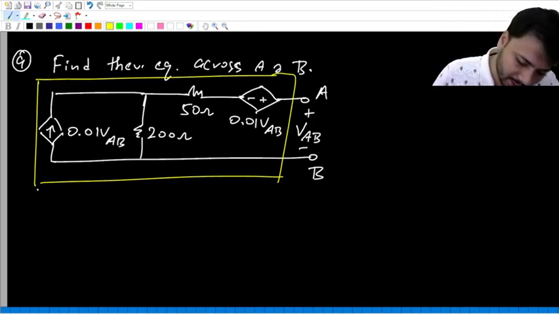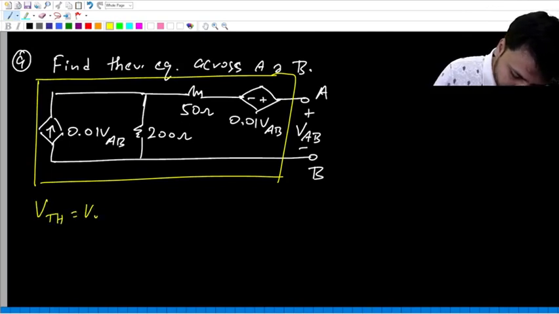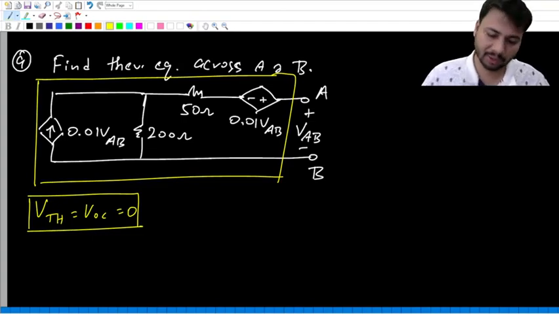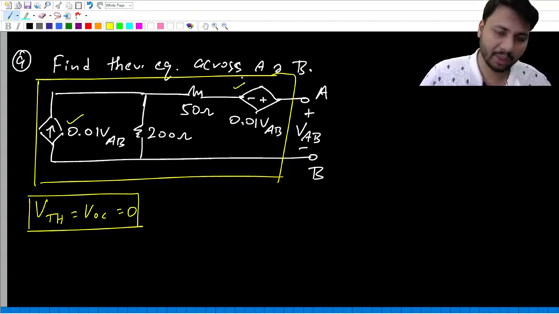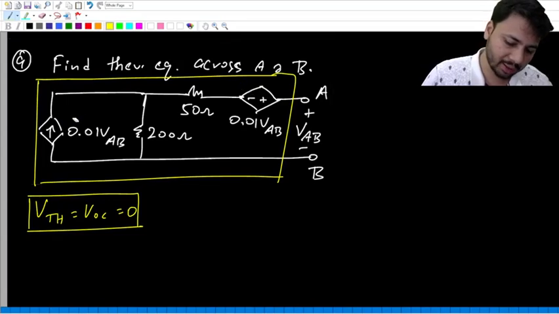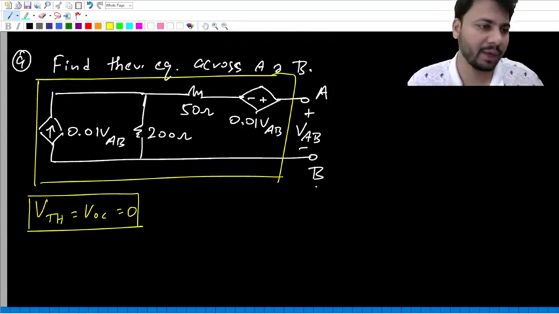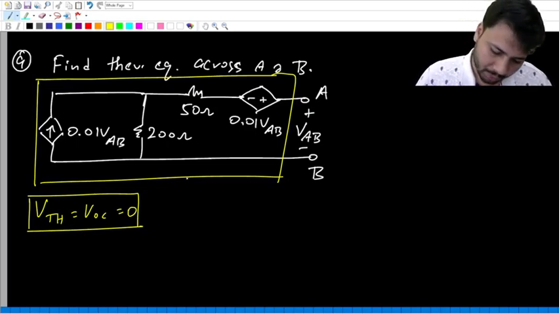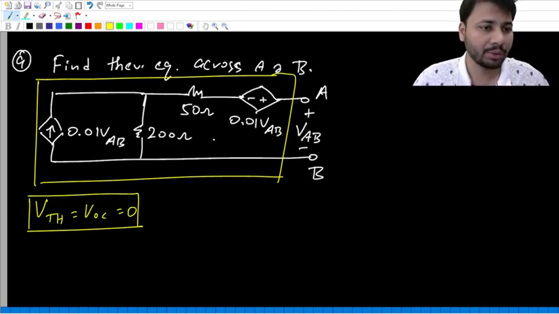So directly we can say VTH equal to VOC equal to 0. So the only thing we have to find is RTH. And because of the presence of dependent sources, you cannot find RTH directly. You have to definitely go by the VT-IT method. But before using the VT-IT method, let us try to simplify this by using a bit of source transformation.